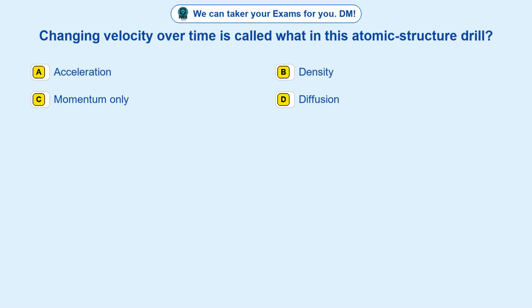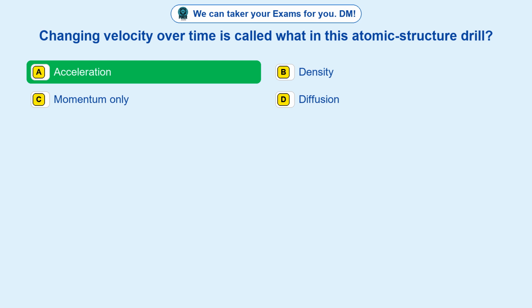Question 56. Changing velocity over time is called what in this atomic structure drill? Option A, acceleration. Option B, density. Option C, momentum only. Option D, diffusion. The correct answer is option A, acceleration.